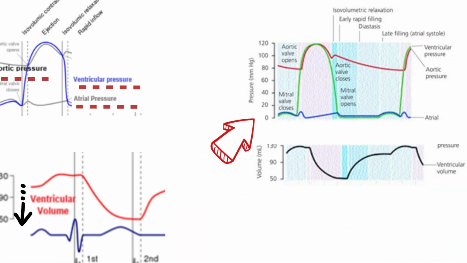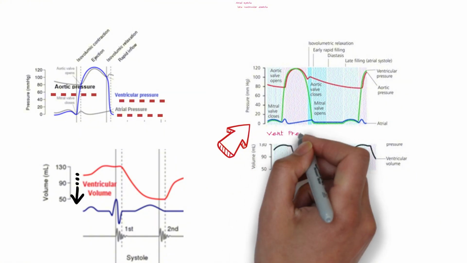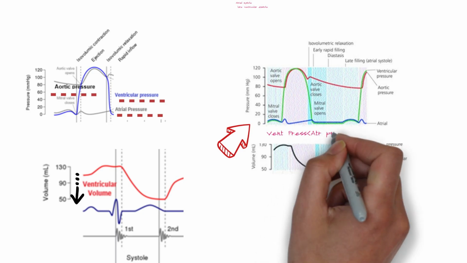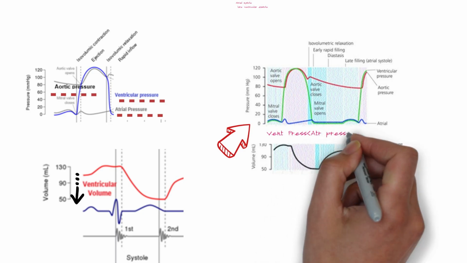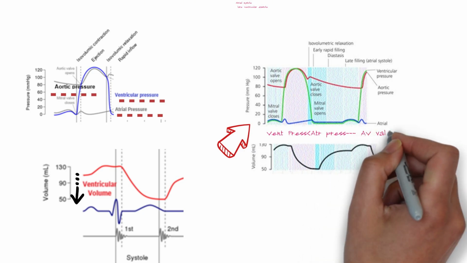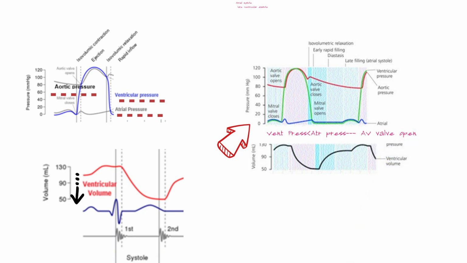And lastly, the valve closes, and now we need to decrease the pressure in the ventricle to be lower than that of the atrium. Here, when all the valves are closed, the ventricle should relax to lower the pressure so it becomes lower than the atrium.